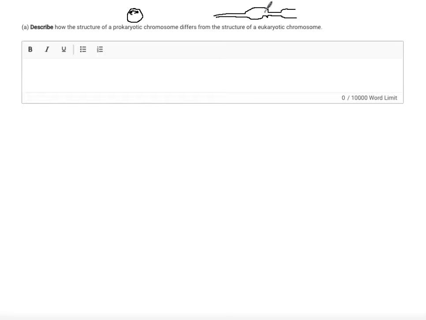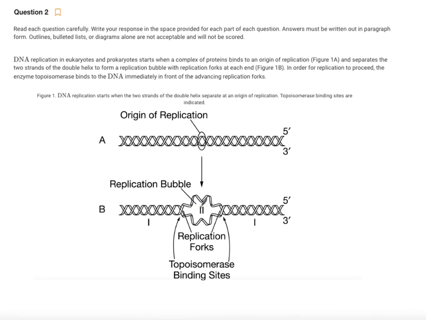So if this is a replication bubble, this is what you're seeing here. It means that in a eukaryotic chromosome, there's a lot of these because they're all happening at once, right? So you'll have one here, and then you might have one down here, over here somewhere. And this one would be going this way, and then this one would be going that way. And then these two would actually meet.